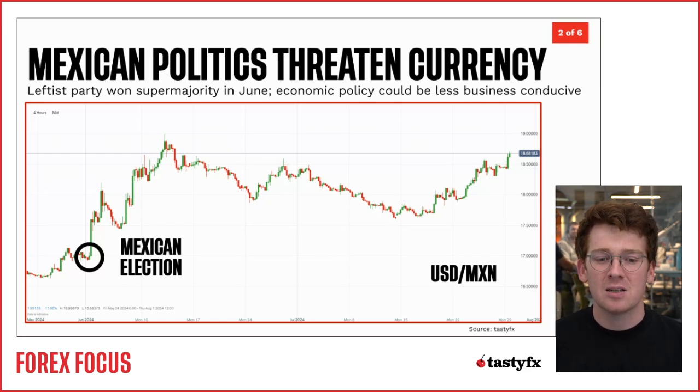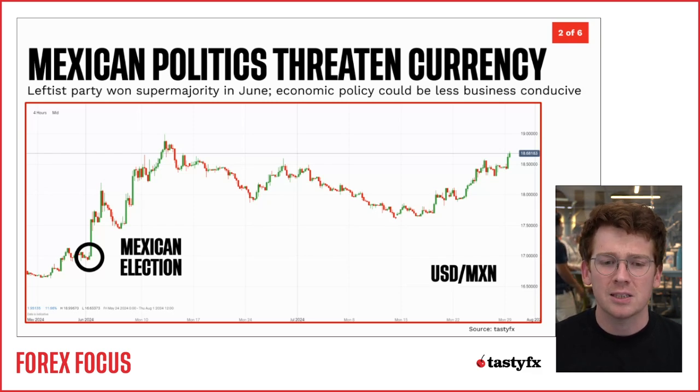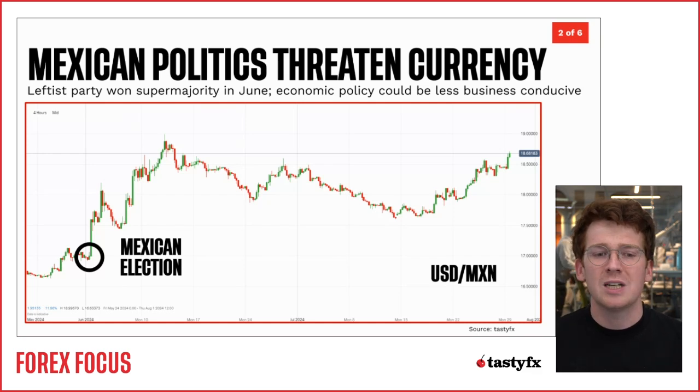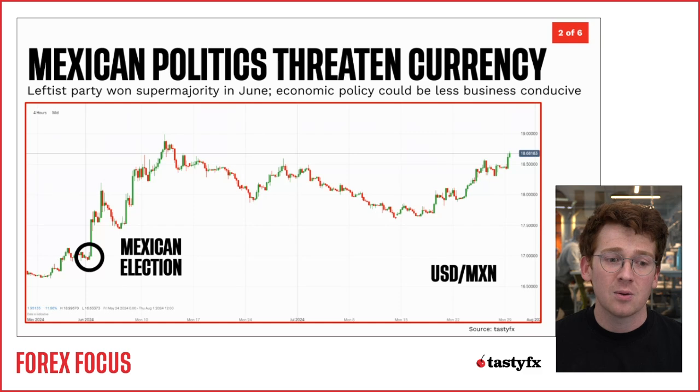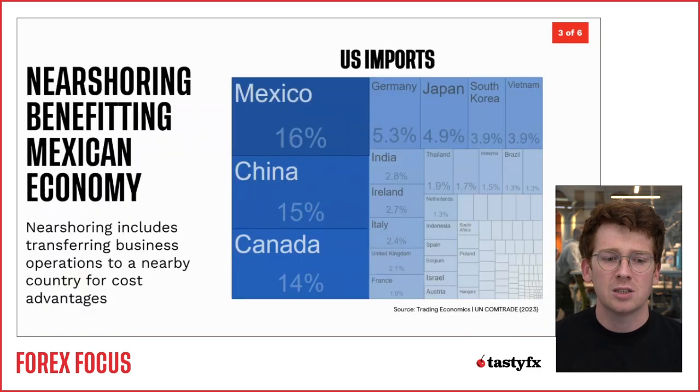But you can see the bearish reaction for pesos coming out of this Mexican election, with the idea being that the leftist party's economic policy might be a little bit less conducive to business than the last political landscape, which didn't have this supermajority where the leftist party is really running all parts of the government. Now, why is this important, especially between Mexican and U.S. relations?